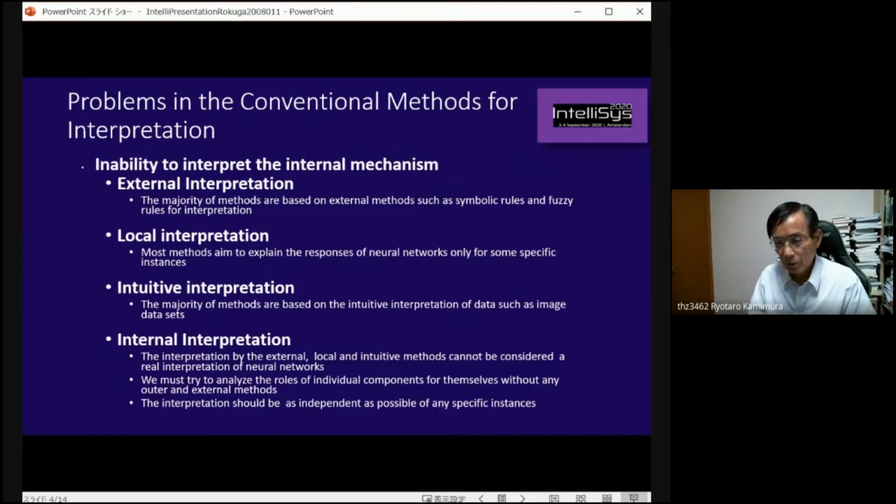However, we have had many problems with the conventional methods for interpretation. For example, the majority of methods are based on external methods such as symbolic rules and fuzzy rules for interpretation, and most methods aim to explain the responses of neural networks for some specific instances, and the majority of methods are based on the intuitive interpretation of data sets, such as image data sets. I think the interpretation by the external and local and intuitive method cannot be considered a real interpretation of neural networks.